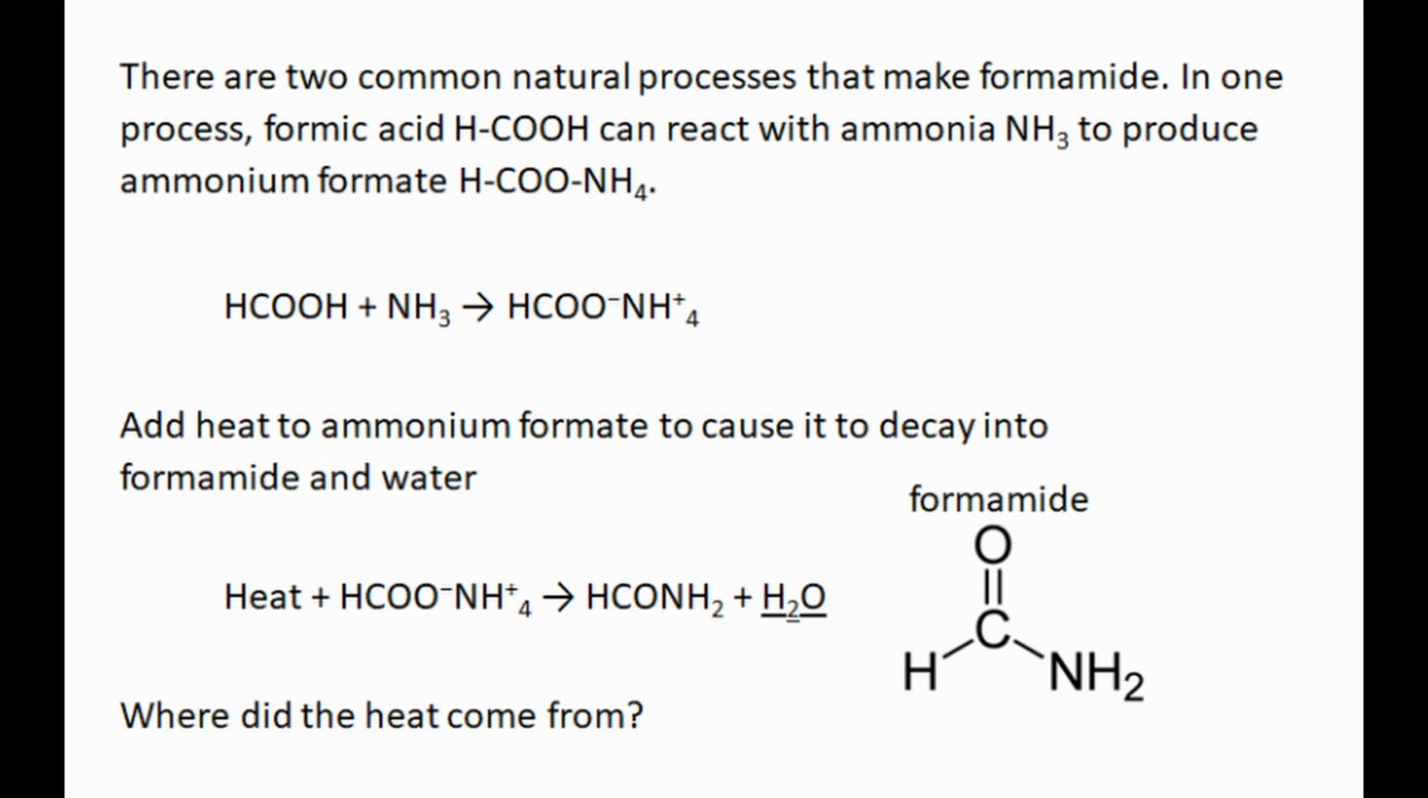That said, formamide solvent is not difficult to make. There are two common natural processes that make formamide. In one process, formic acid HCOOH can react with ammonia NH3 to produce ammonium formate HCOONH4. Add heat to ammonium formate to cause it to decay into formamide and water. Where did the heat come from? Maybe lightning or volcanic activity?